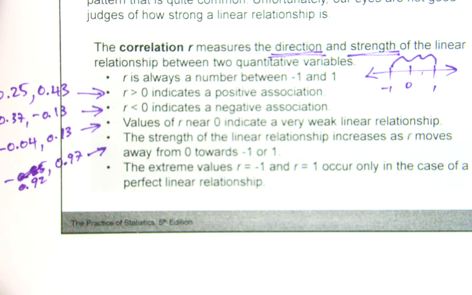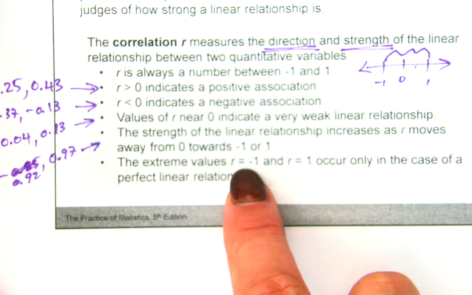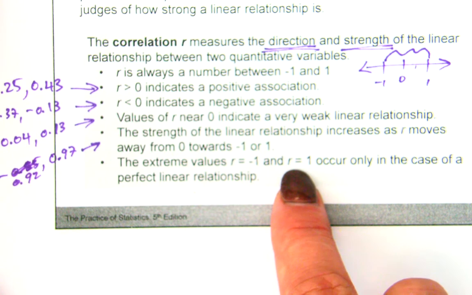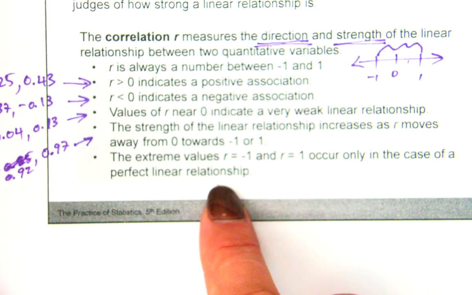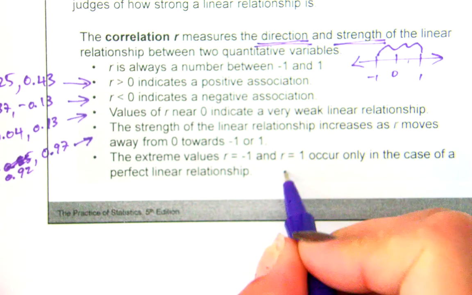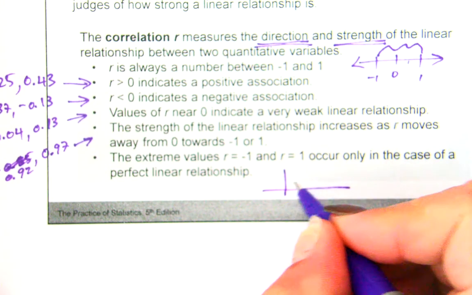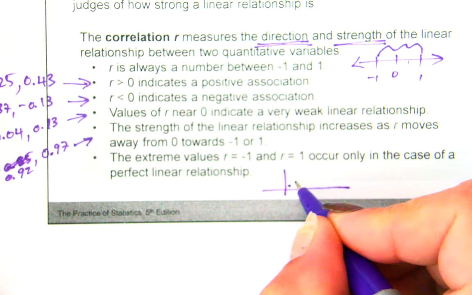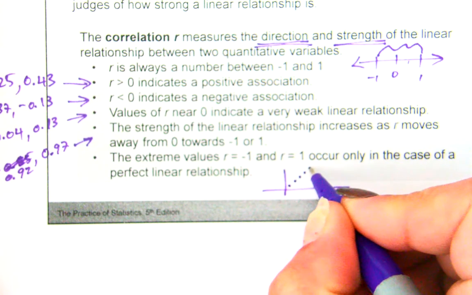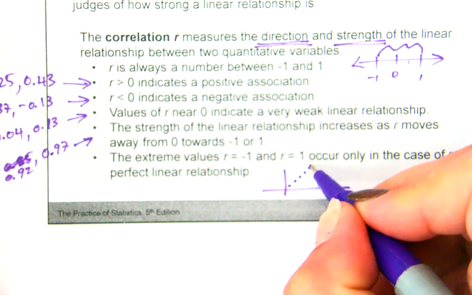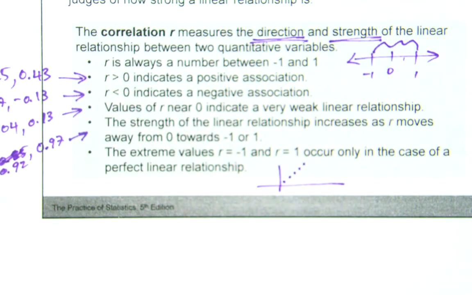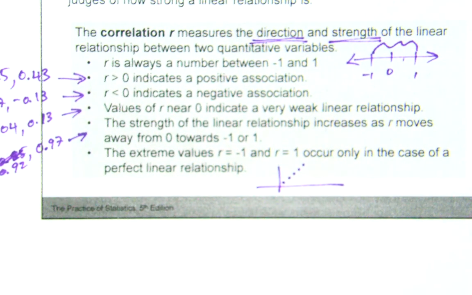And then extreme values, if R equals +1 or -1, occur only in the case of a perfect linear relationship. So think of the most perfect linear relationship possible as literally your data points being in a line going like that. That is the most perfect you can possibly get, where your line is literally connected through all of those points. Okay, so that was R.